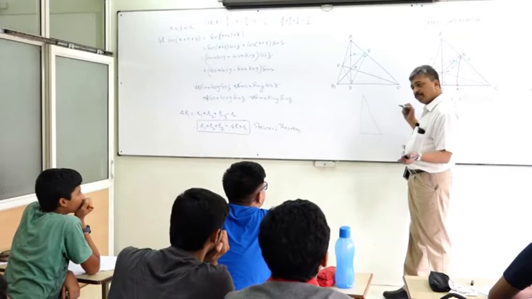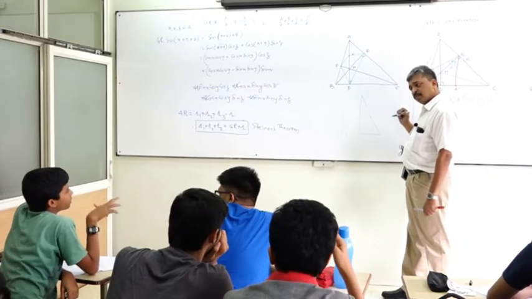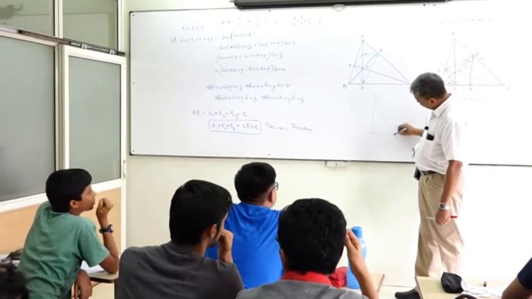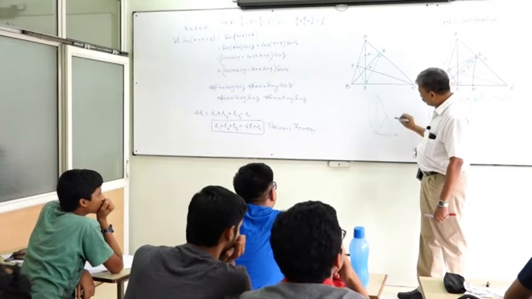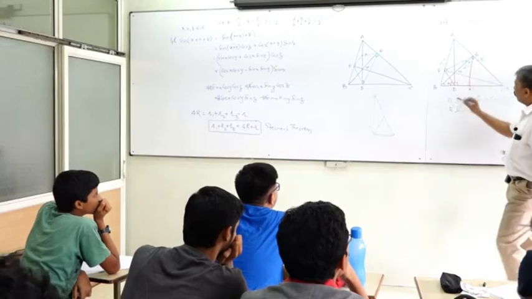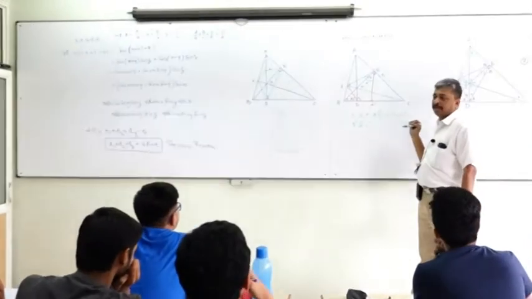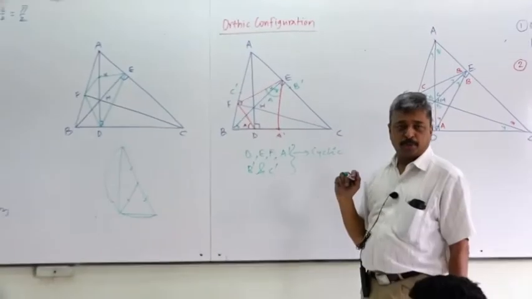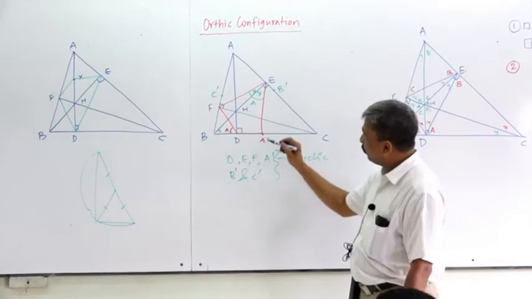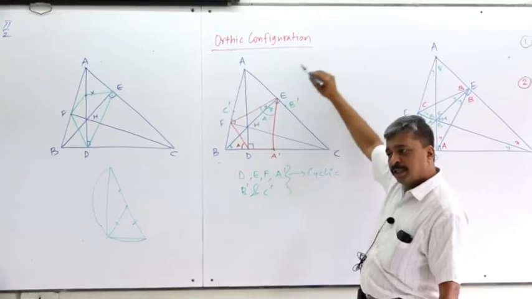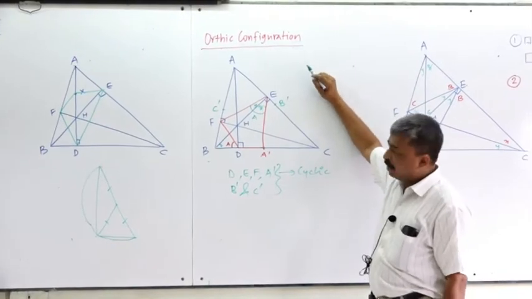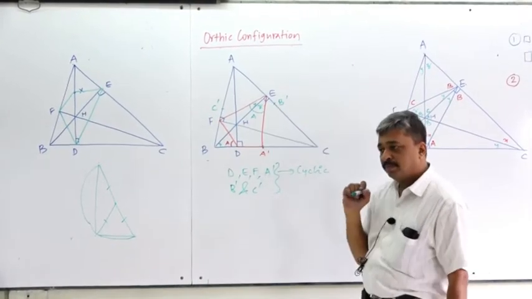Why is it so? These points lie on a semicircle, correct. Therefore this distance is equal to this distance is equal to this distance. So now BEC is a right angle triangle and A dash is the midpoint of hypotenuse. Therefore A dash B is equal to A dash E is equal to A dash C. So A dash BE is an isosceles triangle. Therefore base angles are equal.